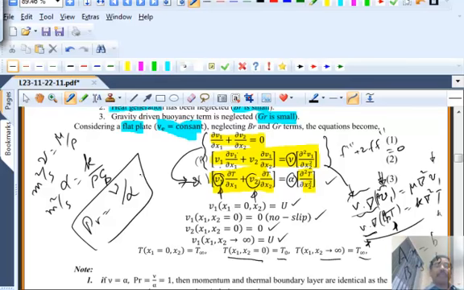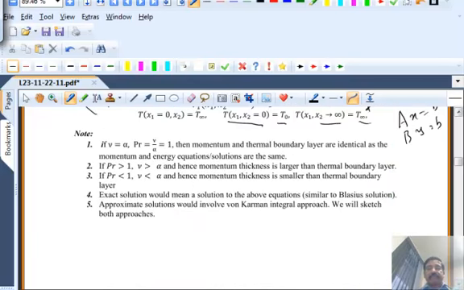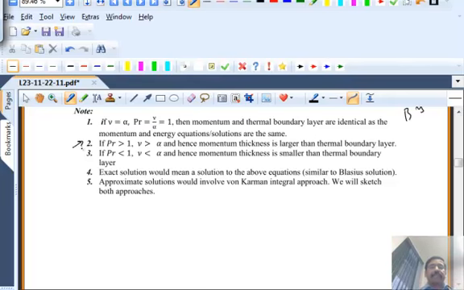Prandtl number is nu over alpha. If the Prandtl number is greater than 1, that implies nu is greater than alpha. That means the momentum boundary layer will be thicker than the thermal boundary layer. If the Prandtl number is less than 1, that means nu is less than alpha. So the momentum boundary layer will be thinner than the thermal boundary layer. Now, what is the nature of these numbers? These are things that we have summarized here.